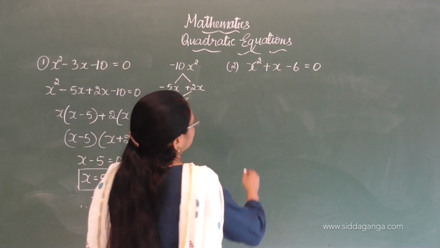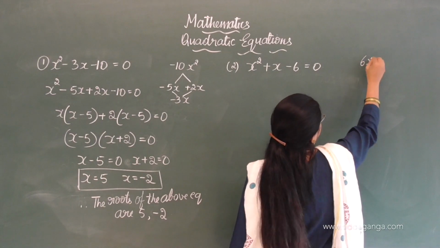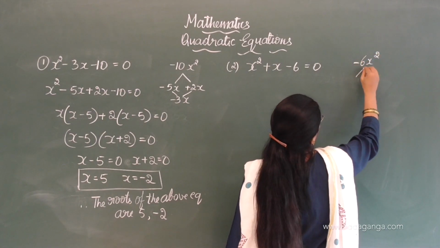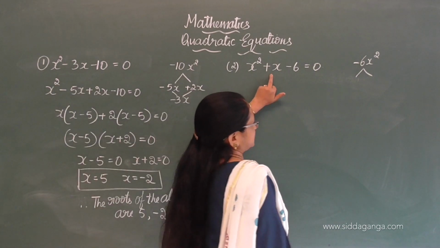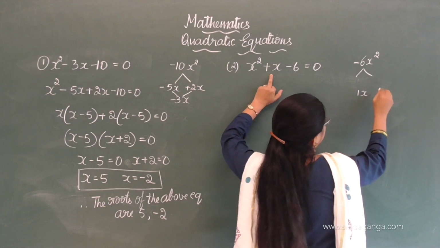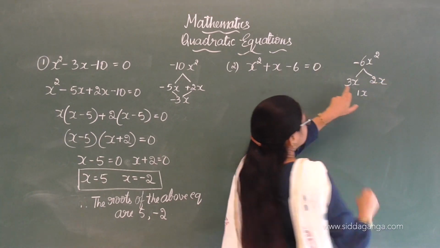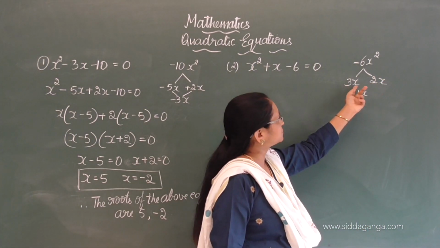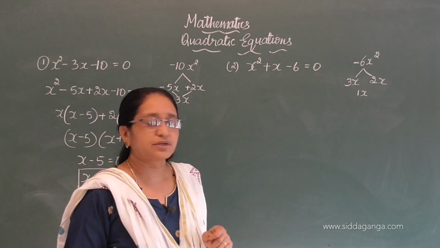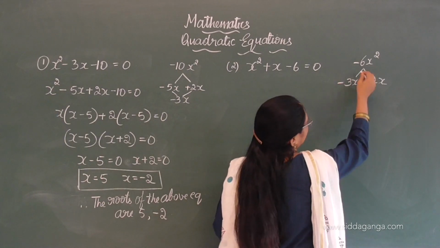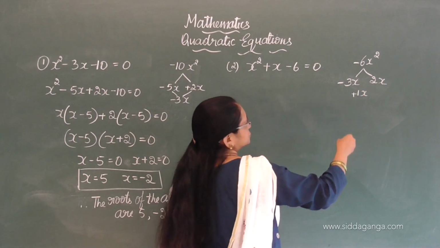So here we have 6. When you multiply this, it will be 6x square, minus 6x square. Then how to divide? We want 1x. So here 1x we need. So it is simple, 3x and 2x. First you decide the numbers. First 3 2s are 6 x square. Later on you decide the sign. Which sign is suitable you have to see. So I want minus, but here I need plus. So you should see.